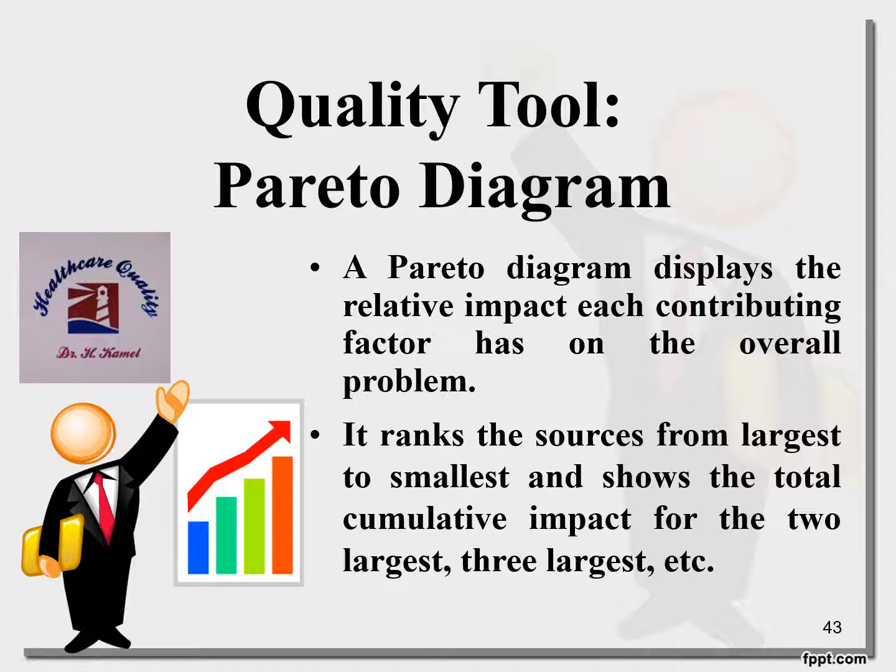Now we come to the quality tool Pareto diagram. A Pareto diagram displays the relative impact each contributing factor has on the overall problem. It ranks the sources from largest to smallest and shows the total cumulative impact for the 2 largest, 3 largest, etc.